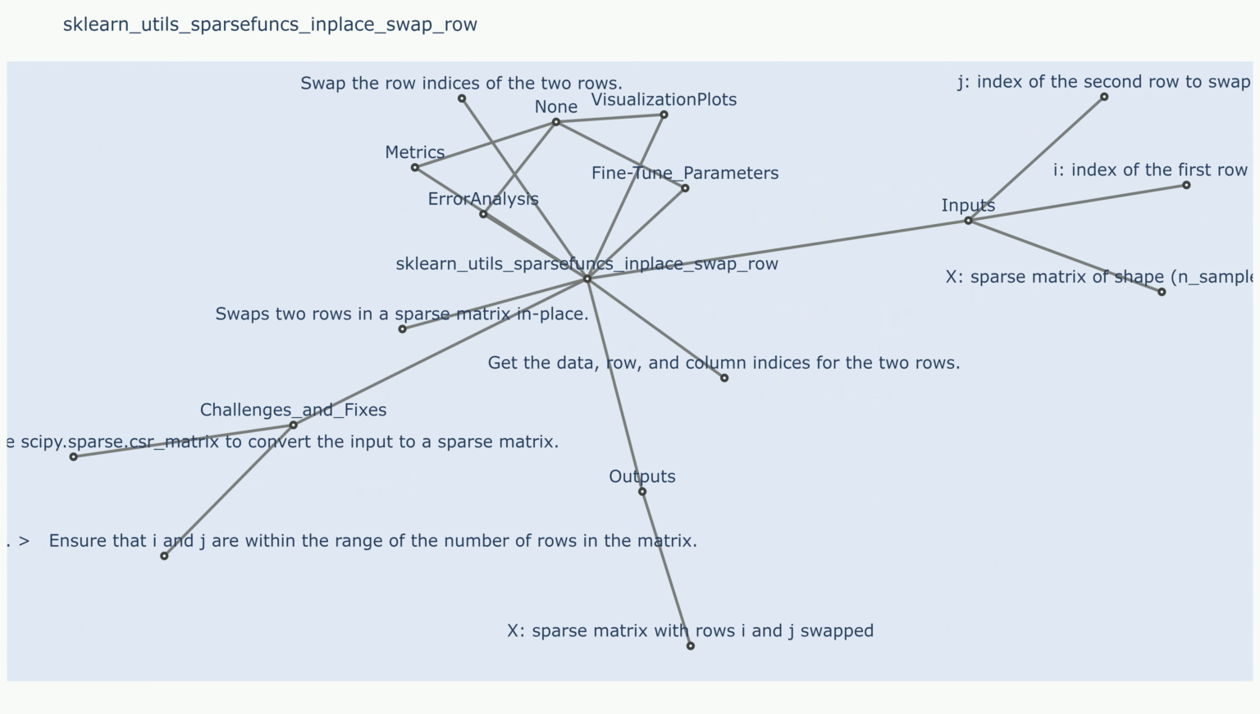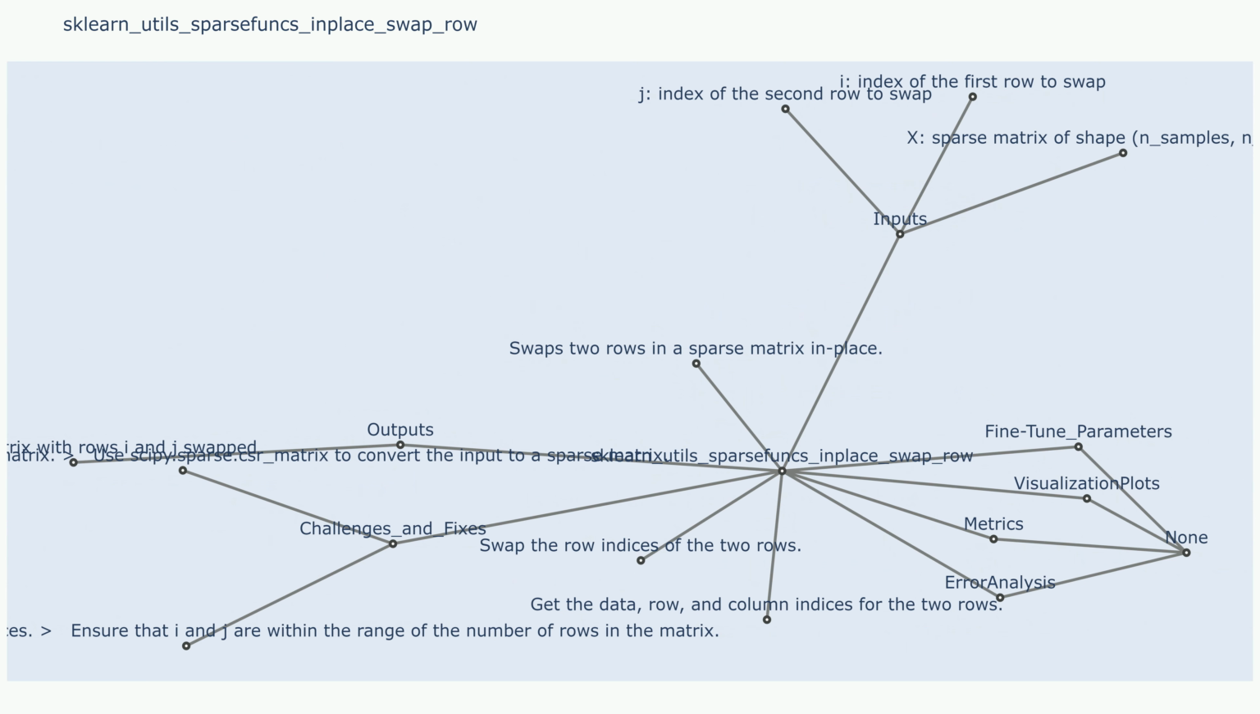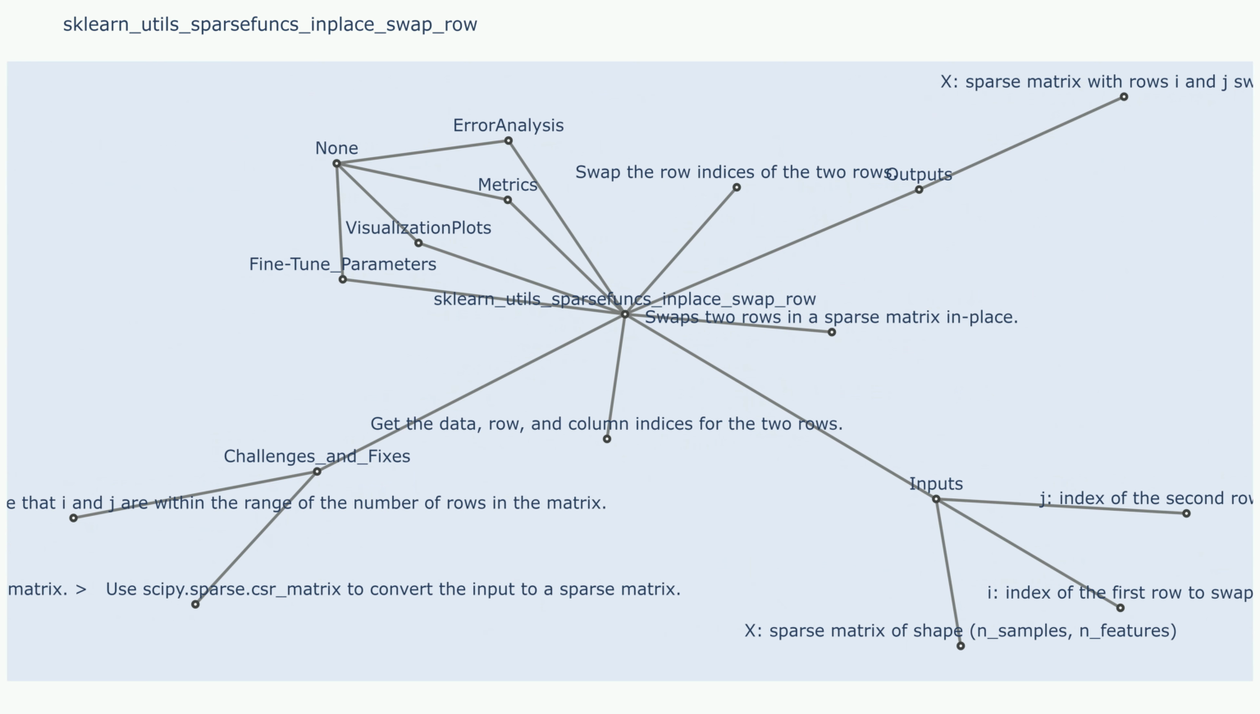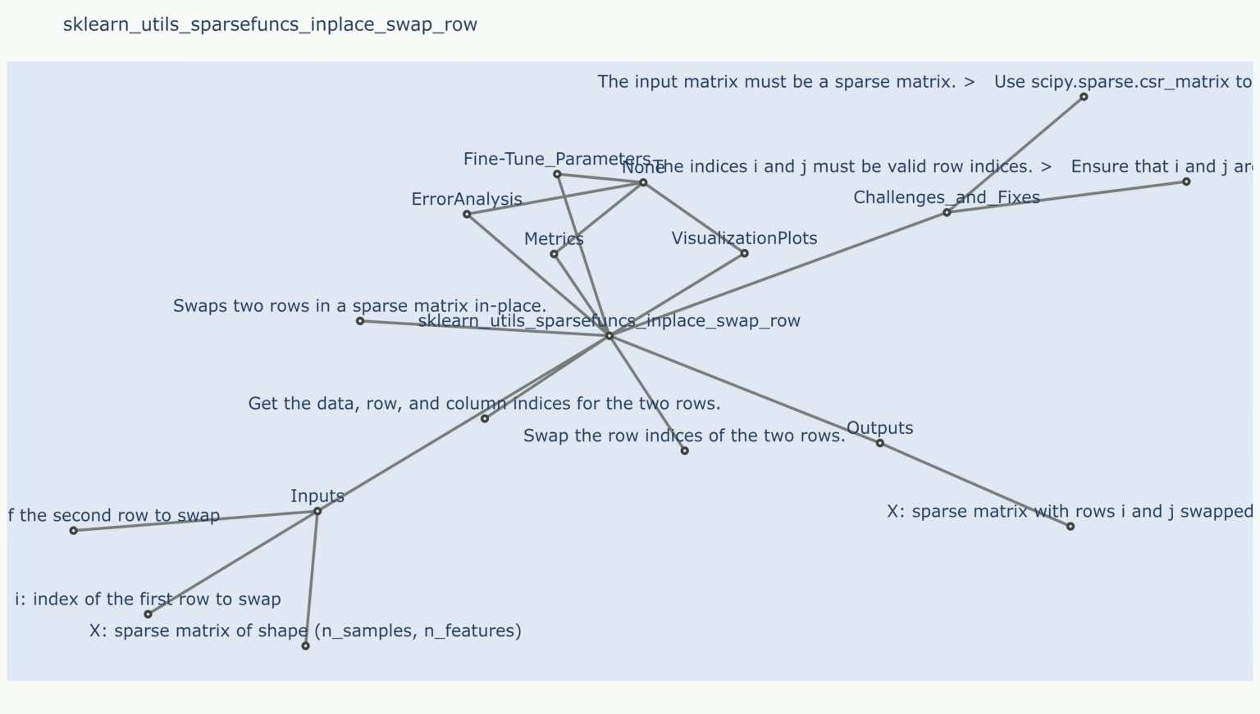Visualization plots: scatter plot. Visualizing the data points in the rows before and after the swap can help understand the transformation. Heat map. A heat map representation of the sparse matrix before and after the swap can provide a visual understanding of the row changes.